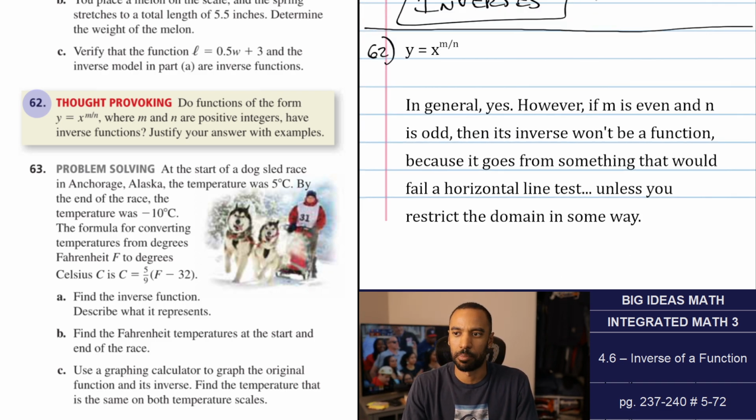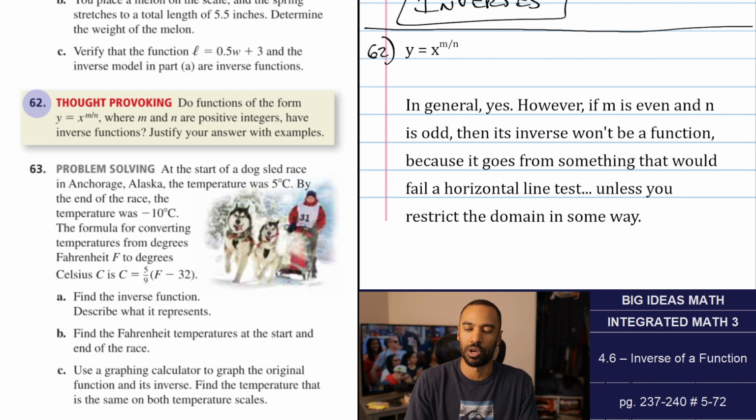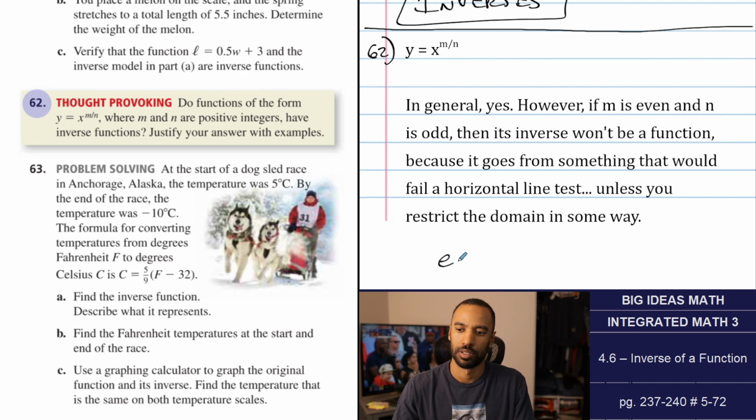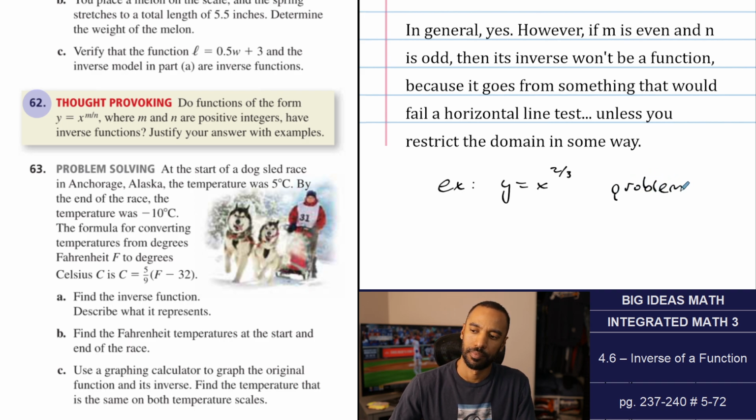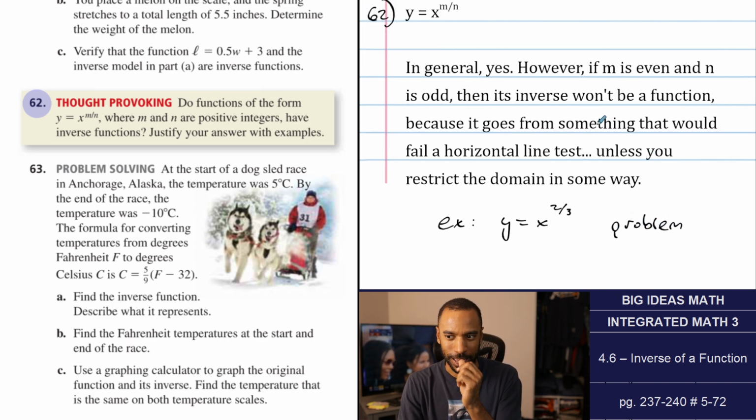So justify with examples. I just started to write one out and I erased it. So I'll just say example: y equals x to the 2/3 power. It's going to be a problem. That would be failing the horizontal line test.